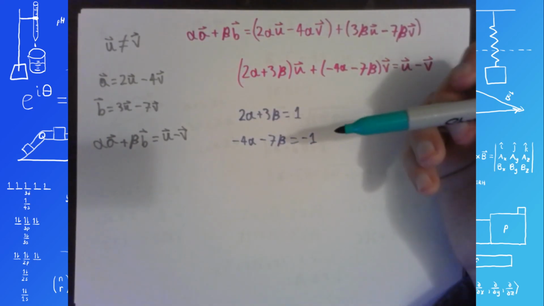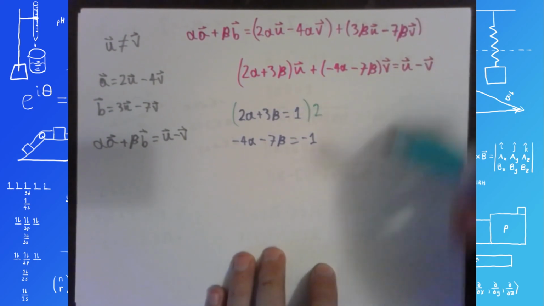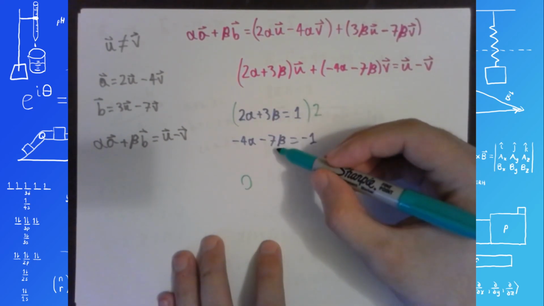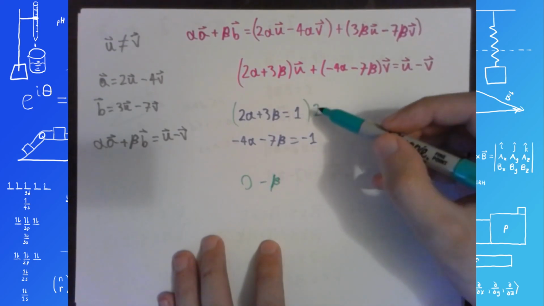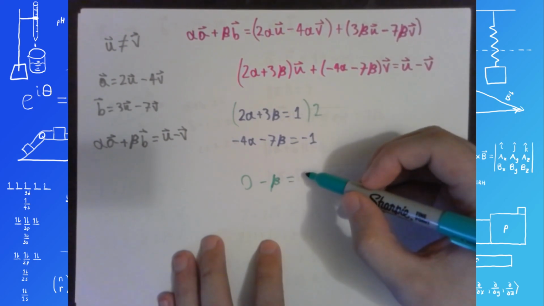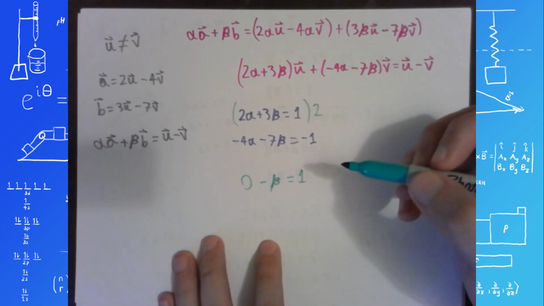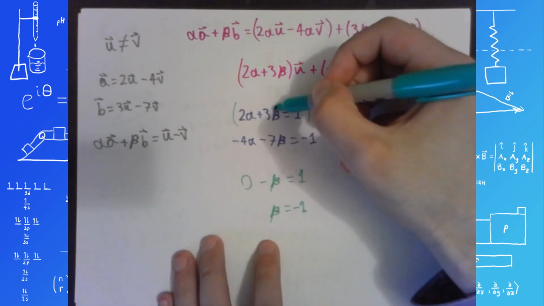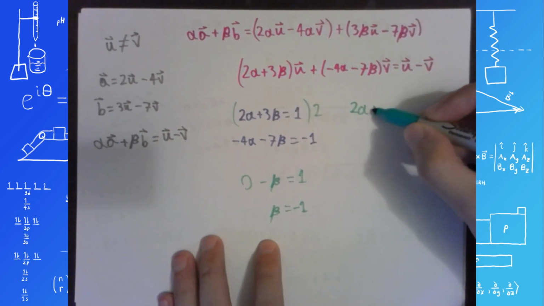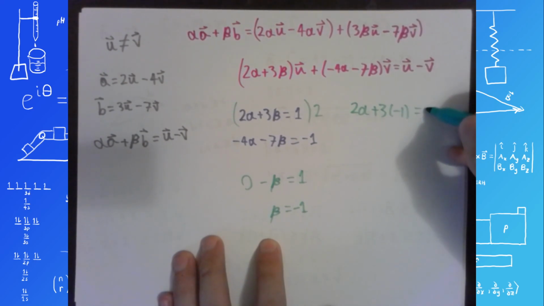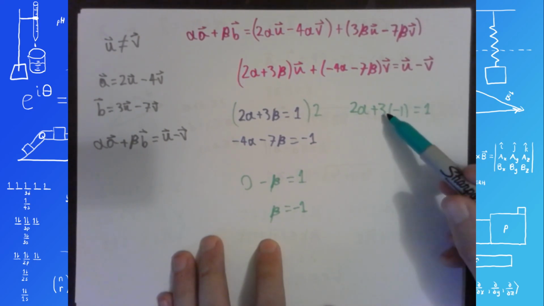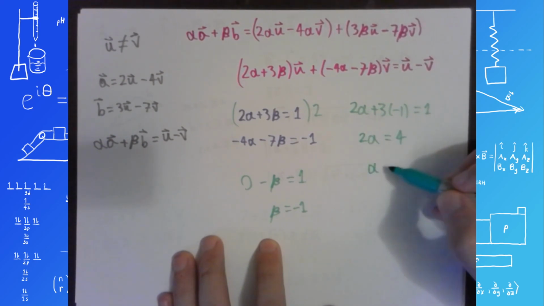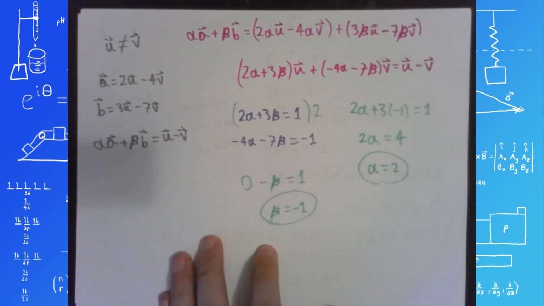So I'll take the first equation multiplied by 2 and add it to the second. That would give me 4 alpha minus 4 alpha is 0, and then 6 beta minus 7 beta is negative beta, and then 2 times 1 is 2 plus negative 1 is 1. So beta equals negative 1. And I can plug that back in. I guess I'll plug it in over here. So 2 alpha plus 3 times negative 1 equals positive 1. Negative 3, if I add 3 to both sides, then that gives me 2 alpha equals 4. Divide by 2, and alpha is equal to 2. Okay, that wasn't too terrible.